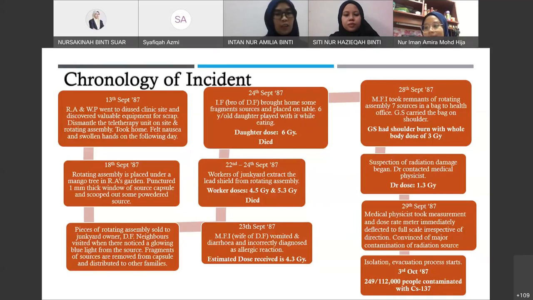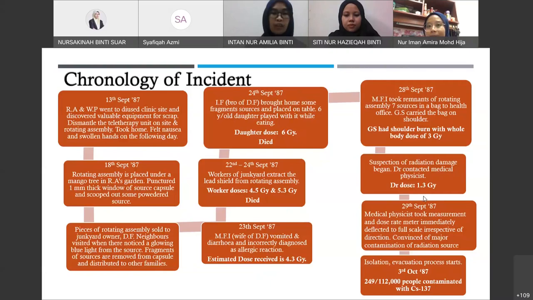The pieces of the rotating assembly were sold to the junkyard owner. At that time, neighbors visited when they noticed a glowing blue light from the source. The fragments of the source were removed from the capsule and distributed to other families. The wife of the junkyard owner vomited and had diarrhea and was incorrectly diagnosed with an allergic reaction. The estimated dose received by the wife was 4.3 gray and eventually she died from the radiation.